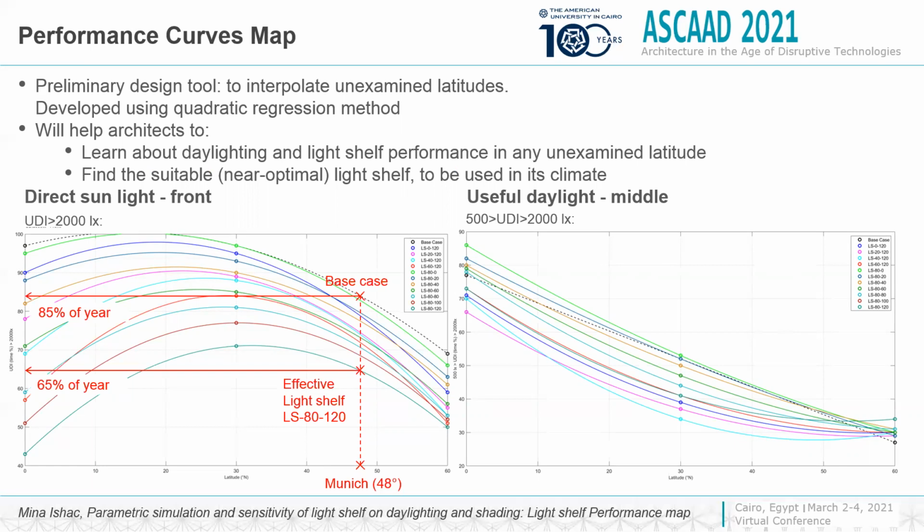The most effective light shelf reduced the direct sunlight by about 20% of the year. And the same goes for the useful daylight in the middle of the room. We can interpolate for Munich and get the useful daylighting in the middle of the room.